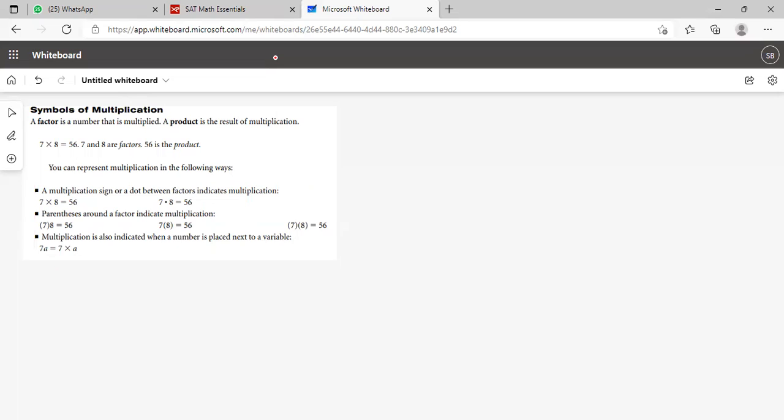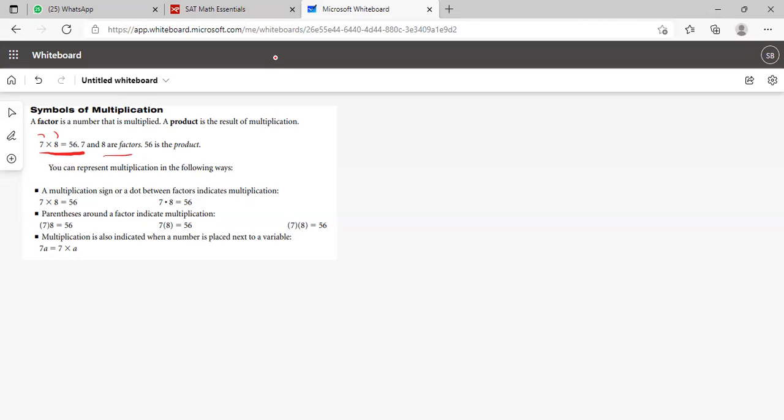Okay. All right, so symbols of multiplication. A factor is a number that is multiplied. A product is the result of multiplication. Okay, very easy. So this is an example. 7 and 8 are factors. And this 56 is the product. But Ishan, my question is that 7 and 8 are factors of which number? Which number? I mean, which number are they talking about in this case? 56. Excellent. Okay. So 56 is the product, 7 and 8 are the factors.